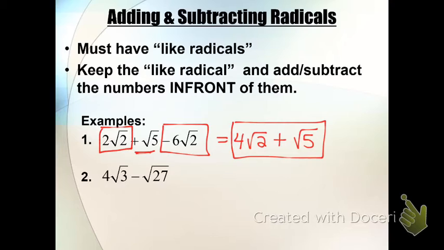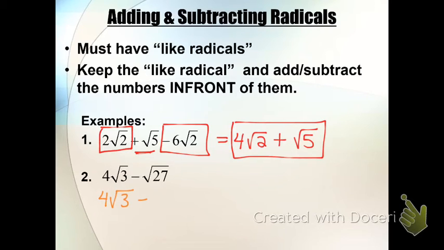For the second problem, it doesn't look at first as if you can simplify this. Root 3 and root 27 are not the same radical part. However, root 27 is not simplified. So what I'll do is I will simplify root 27. I'm going to leave the 4 root 3 alone because that's already simplified.